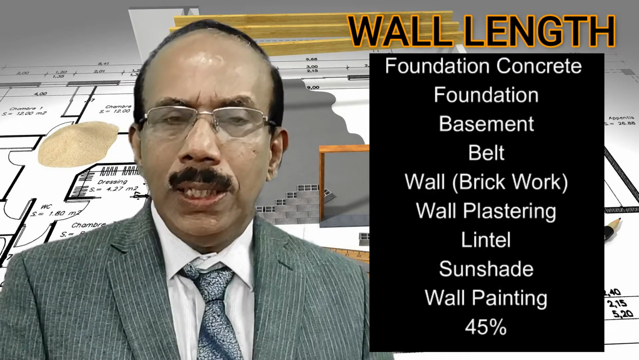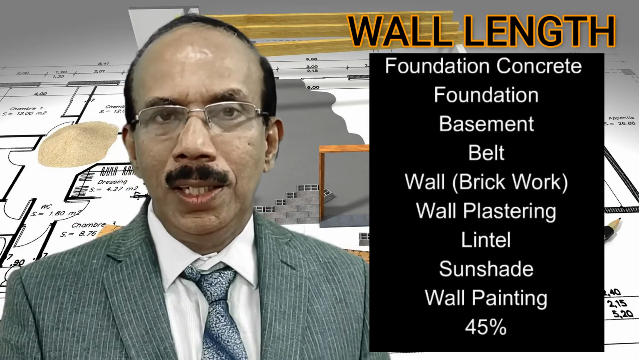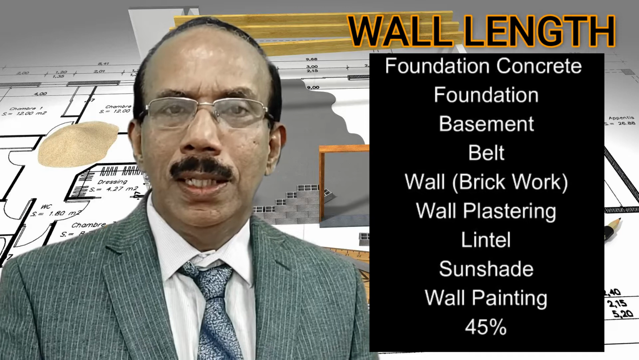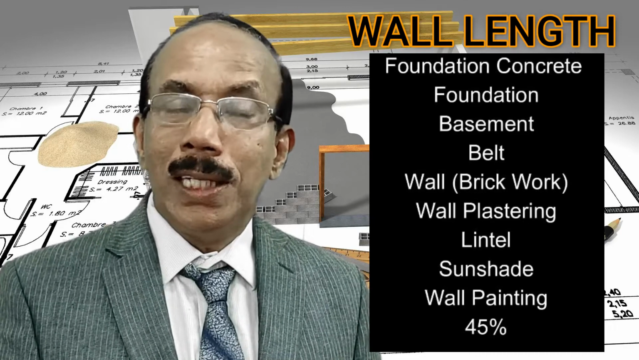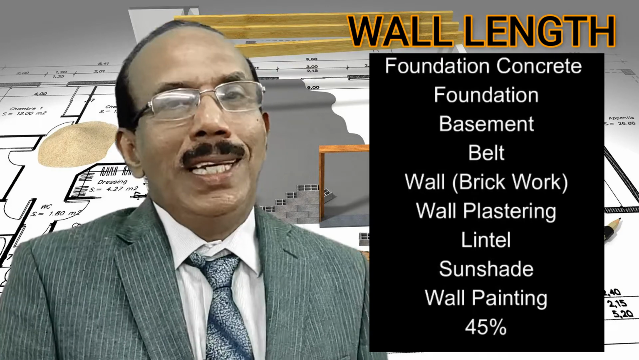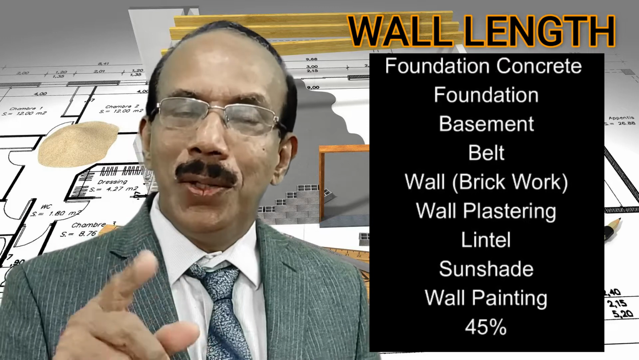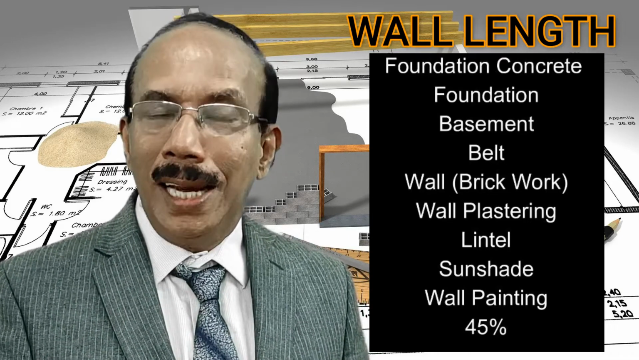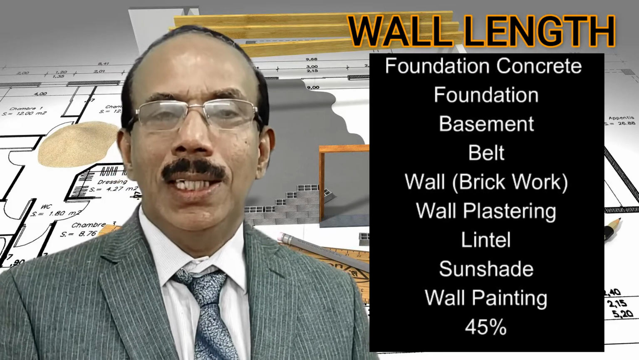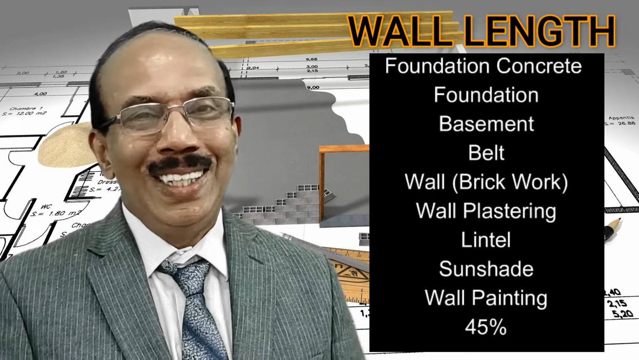The cost per each part is not 5% each. For the brickwork, it will be around 10%. Plastering also will be around that cost. But on average, the cost will be 5% each. 5 into 9, it is 45. So 45% of the cost is depending upon the wall length.